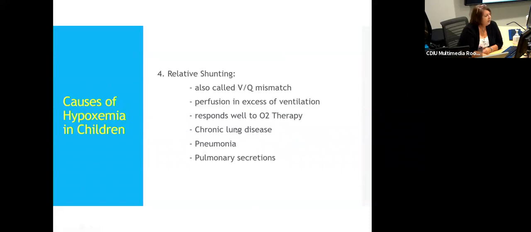Other causes of hypoxemia in children, so like we just discussed, it could be called VQ mismatching. Generally, these things respond well to oxygen therapy. So things like chronic lung disease, pneumonia, pulmonary secretions, if you increase your O2 delivery, then theoretically you should be able to increase your PO2 and your patient will not be hypoxemic. This is the business that I'm in.